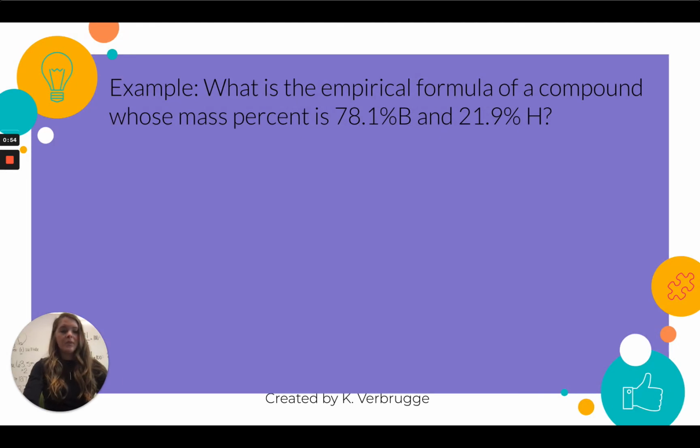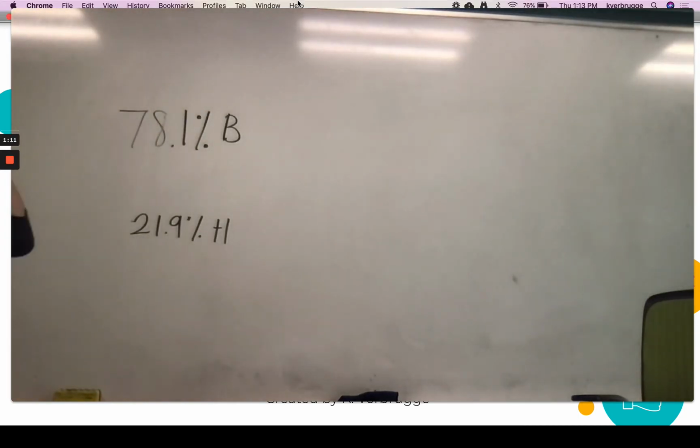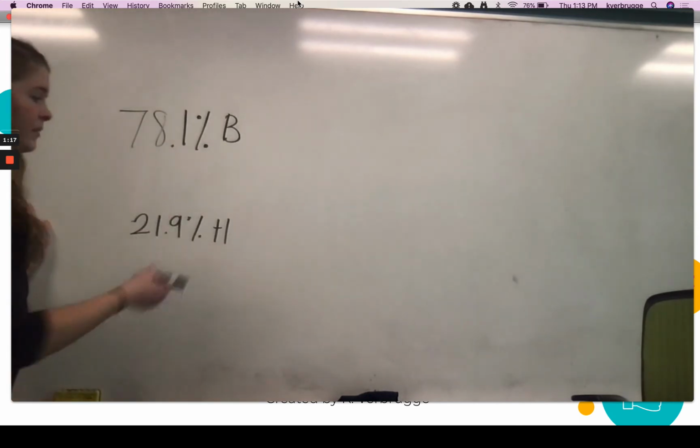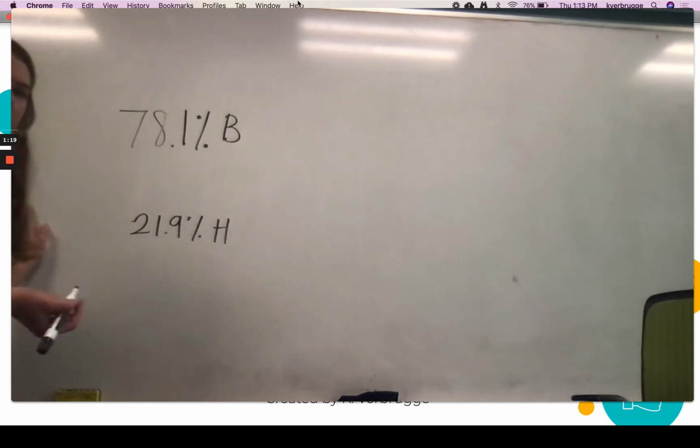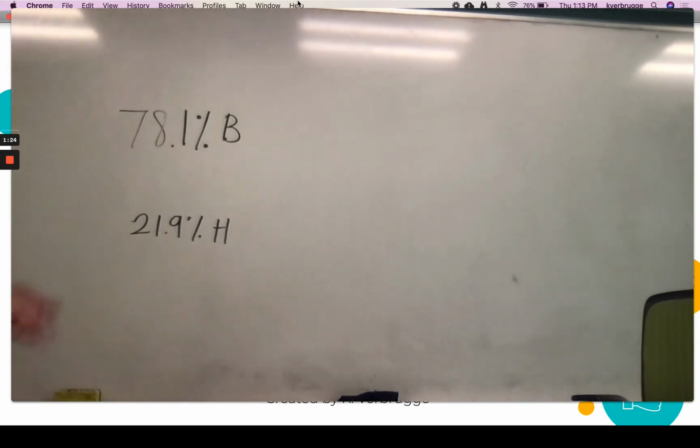So our example that we're going to go over is: what is the empirical formula of a compound whose mass percent is 78.1% B, or boron, and 21.9% hydrogen? So let's go over this one together. I have my little percents written out here. And remember, my first step was to find the percent composition of each of our compounds. However, in this problem, it's already done for you, and sometimes that's going to be the case. So we already know our percent composition of boron and hydrogen. So step one is done.